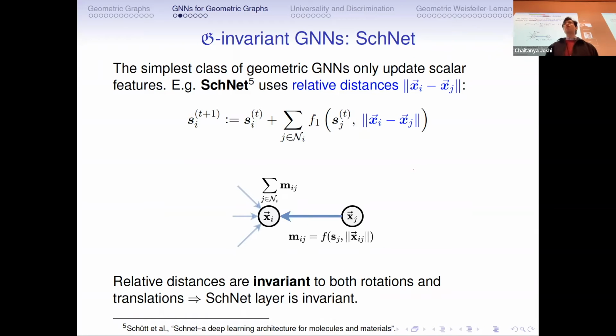Yeah, we want to talk about how we actually build these geometric GNNs, and we can start with the simplest class of models, which only update scalar information. So, for example, we can consider a model called SchNet, which uses only relative distances. How it does it is that when you're building the message between yourself and your neighbor, you condition it on the pairwise distance between you and your neighbor. And such an operation is invariant because no matter how you rotate or move your system around, you never change the distances. The distances always remain the same. So these are scalar quantities that remain invariant.